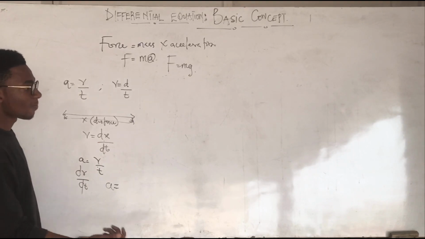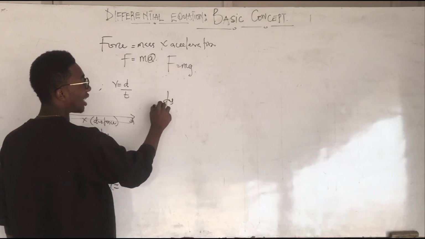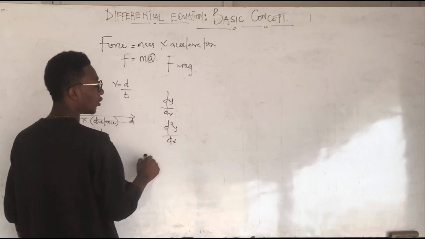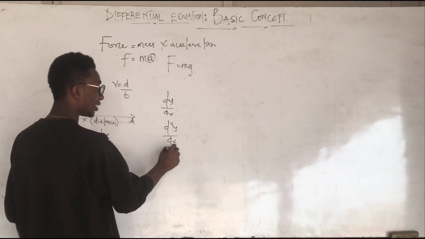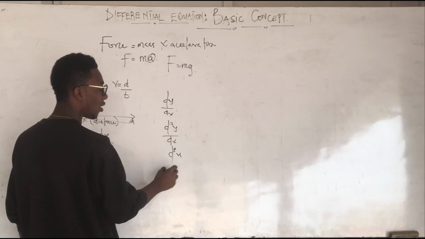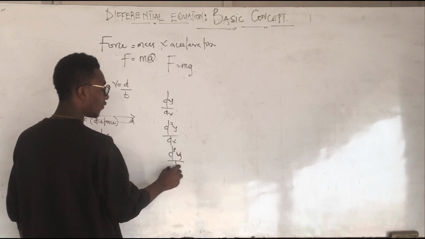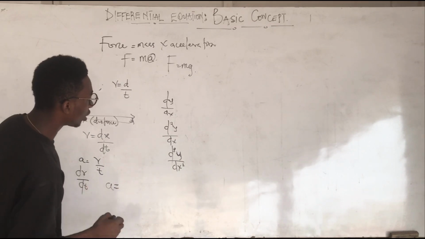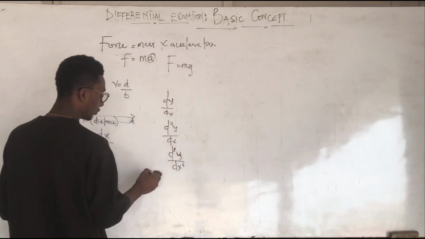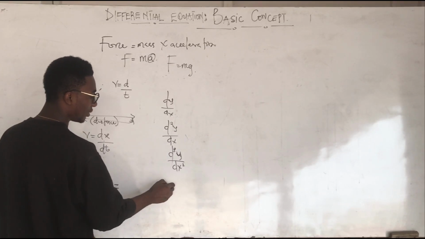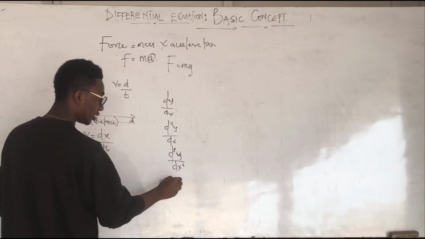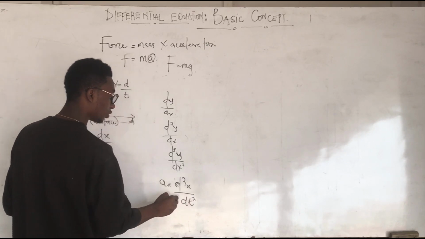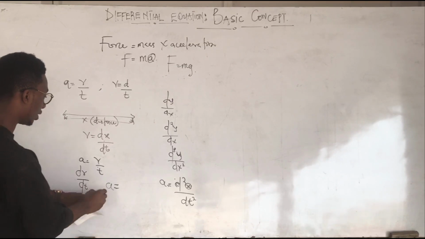What I mean is, first of all, you will get dy over dx. Secondly, you get the second derivative, d squared y over dx squared. Thirdly, that is a third derivative, d cubed y over dx cubed. Do you get it? So now at this very point, acceleration a can be equal to d squared x over dt squared, because we are using x as the distance.